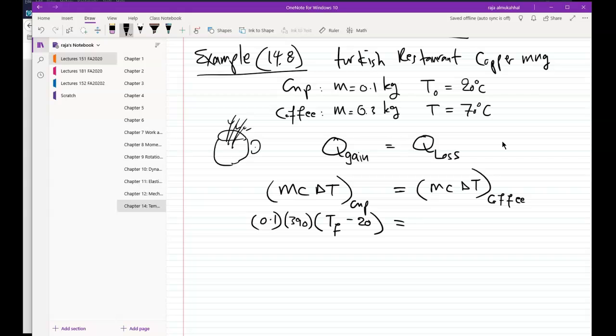Now let's come to the coffee. The mass, I'm sorry, this is fine. Now we have the mass of the coffee is 0.3. And the specific heat of coffee is equal to water. That's what he told us. So this is 4190 times what? The difference in temperature. Again, the coffee was very hot, so we're starting with 70 minus T final.